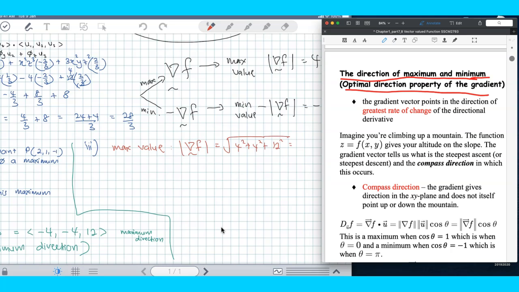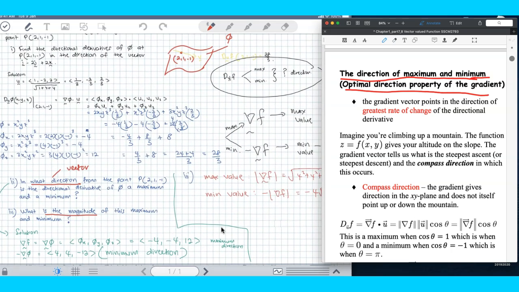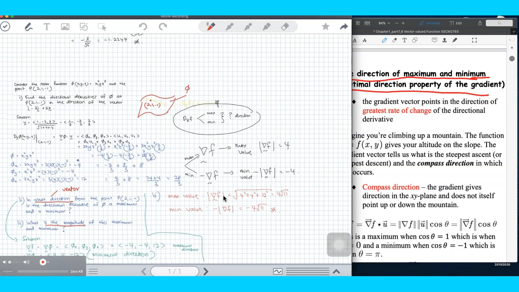So what's the answer? You will have 4 square root 11, or you can give it in decimal form. And for the minimum value you just put the minus sign, which is negative the magnitude of grad phi, negative 4 square root 11. That's it. Simple. I would say that answering question number 2 and question number 3 is easier than the directional derivative for a specific direction itself.